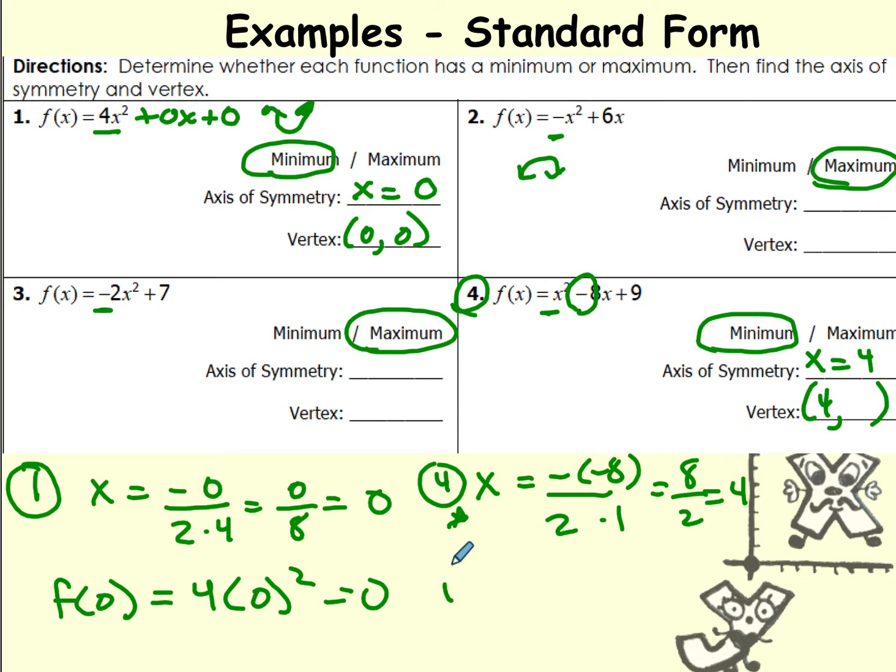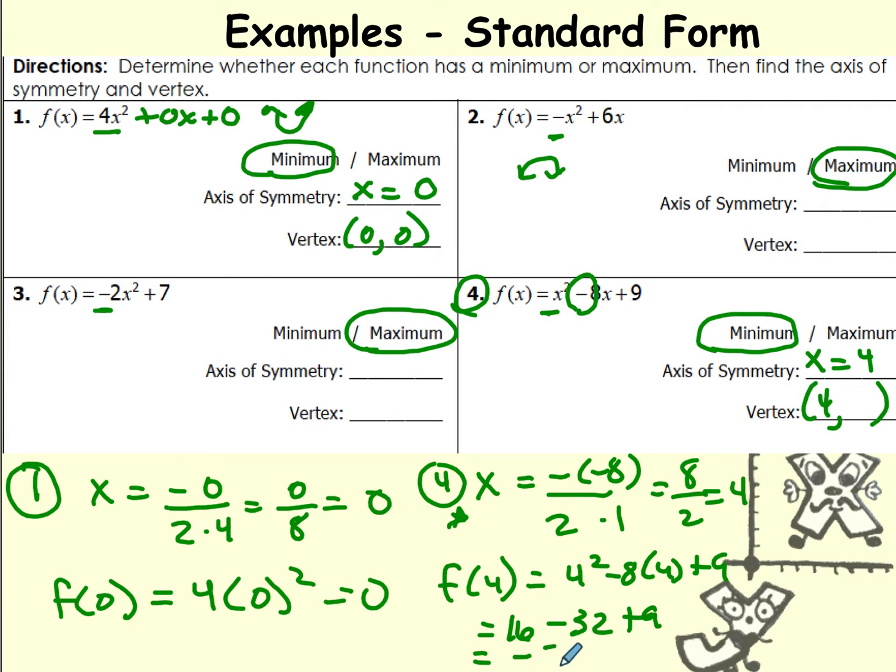Okay, so now I want to do f of 4. So I'm going to go ahead and do 4 squared minus 8 times 4 plus 9. So that's 16 minus 32 plus 9, which gives me negative 16 plus 9, which is negative 7.